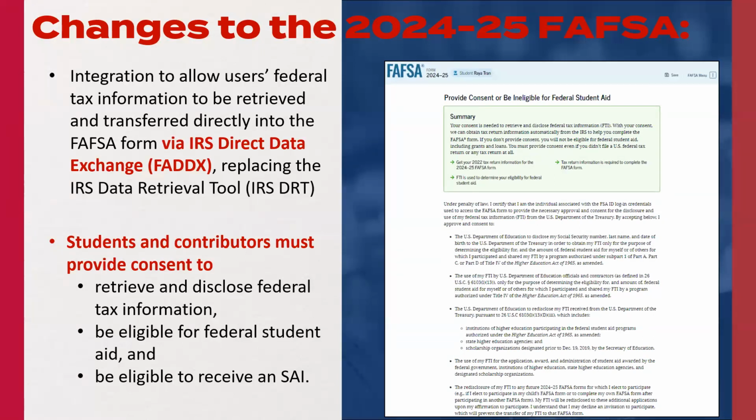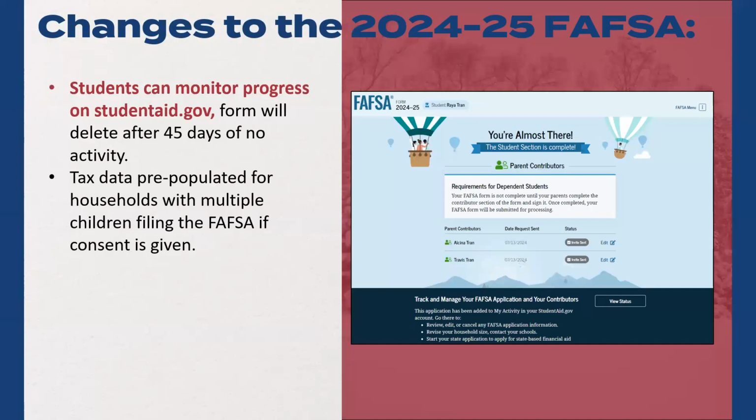So in years past, that was the process of using the IRS data retrieval tool, and now it's by providing consent. If any of the contributors or student do not allow the consent process to proceed, the FAFSA will be rejected. Even though it will allow you to continue through the FAFSA, it will be rejected in the end, and an SAI will not be calculated.